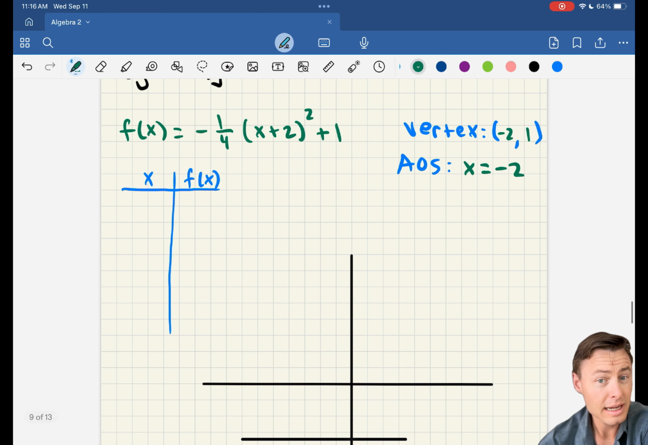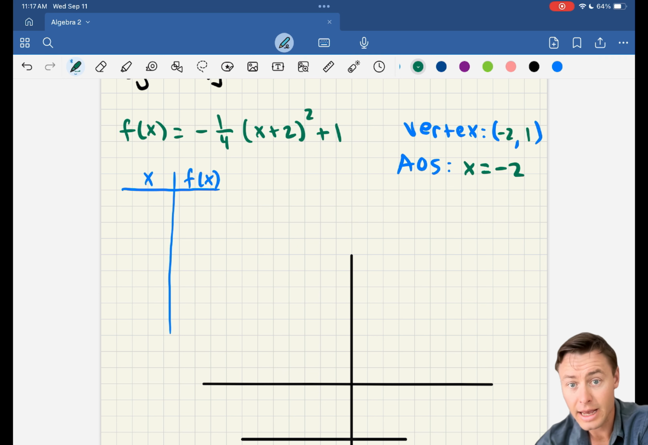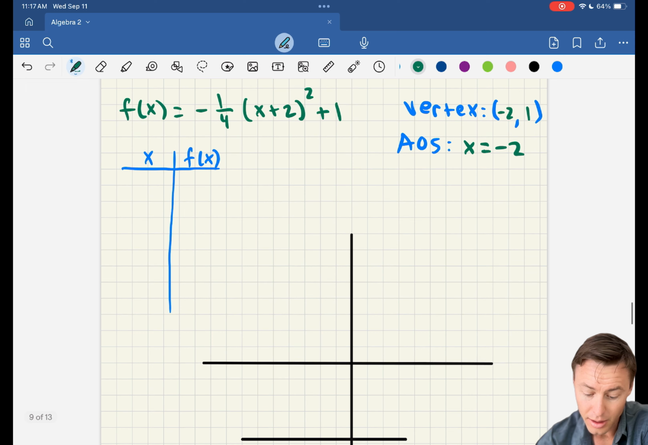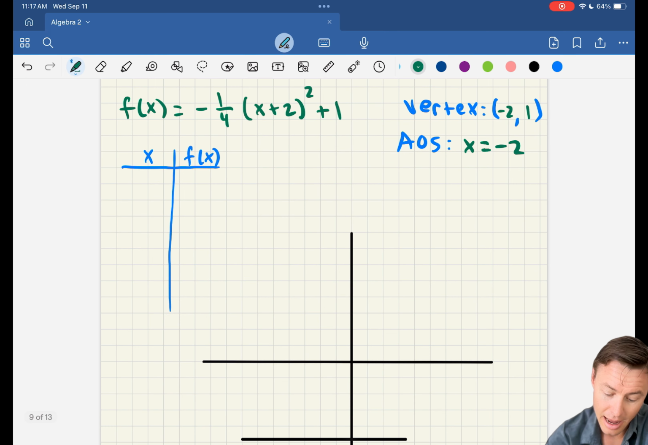All right, awesome. Now, when we're sketching a graph, there's a few different ways to go about it, but when I have the vertex, what I like to do is take a couple of x values to the left of the vertex and a couple of x values to the right of the vertex, plug those into the function, and find the associated y value. So let's go ahead and do that now. If our axis of symmetry is -2, two x values to the left of that would be -4 and -3. And two x values to the right of that would be -1 and 0.